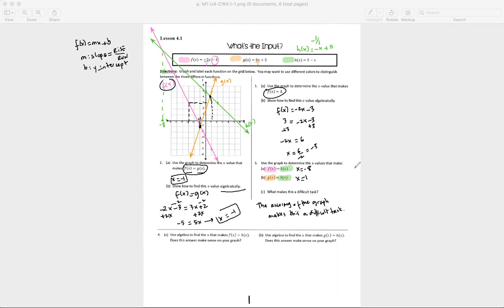Can we do this algebraically? Yes, you can set them equal to each other, and then you can solve.